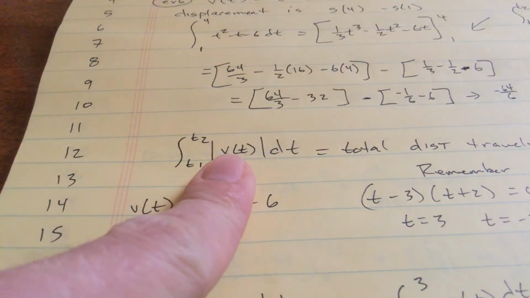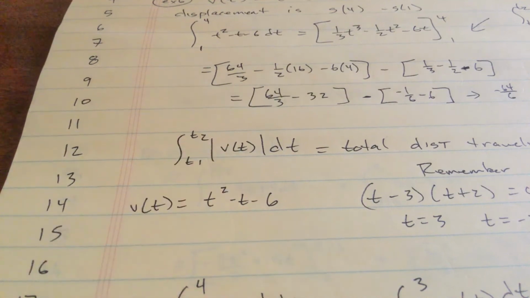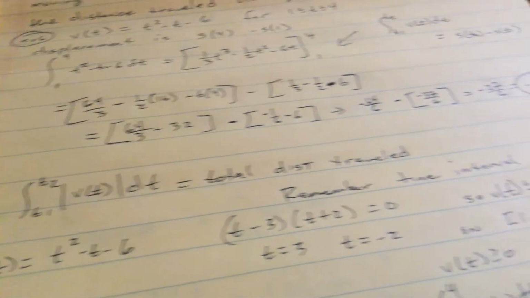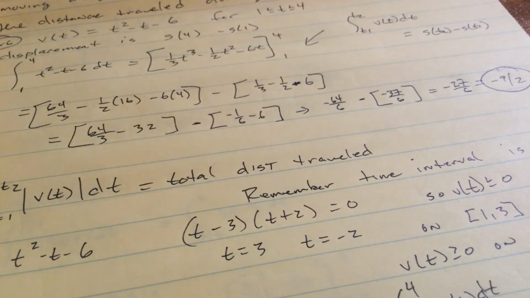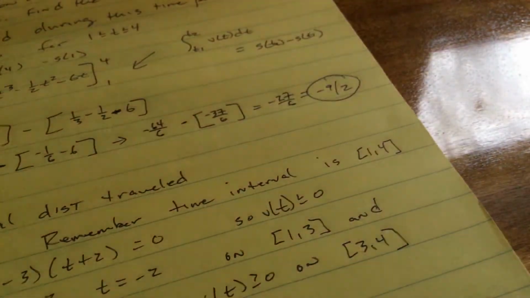The absolute value of v(t), again, same bounds, t1 to t2, equals total distance. If I go 3 to the left, my displacement will be -3, but my total distance will be 3. So what I need to do is, over the time period, I need to know when velocity is negative and when velocity is positive. Okay, so remember the time interval is 1 to 4.